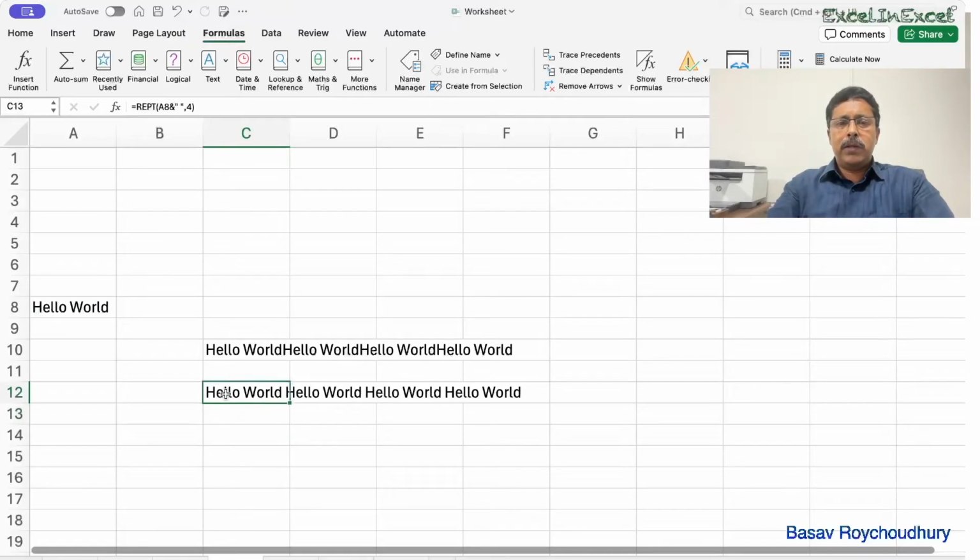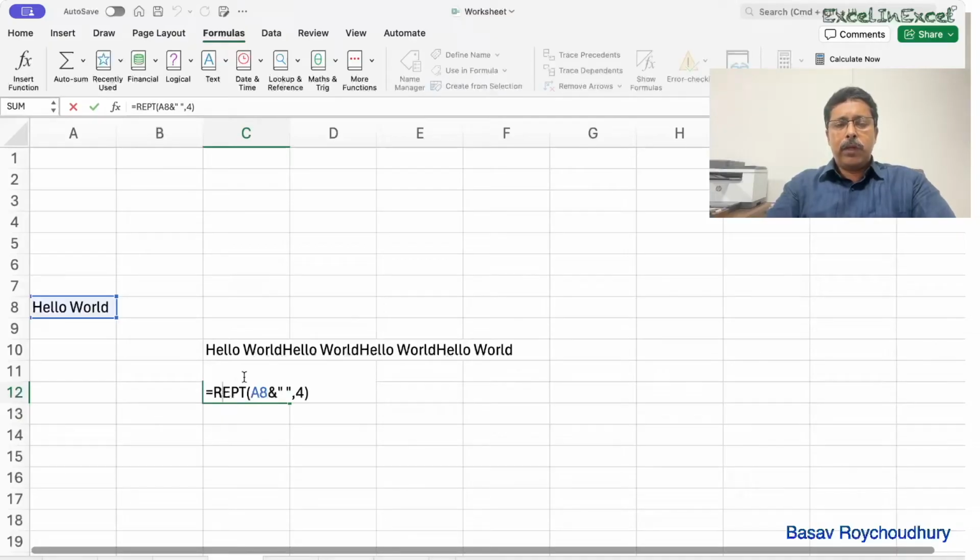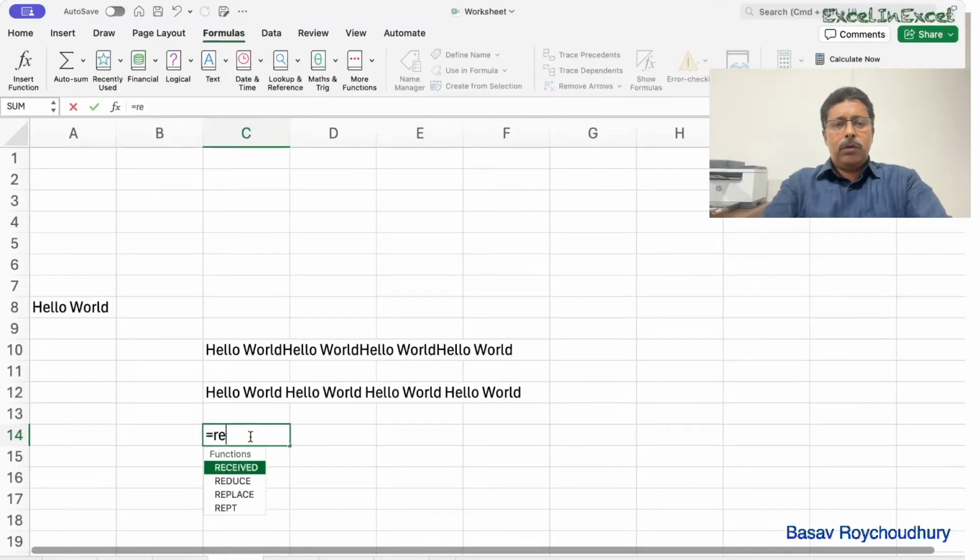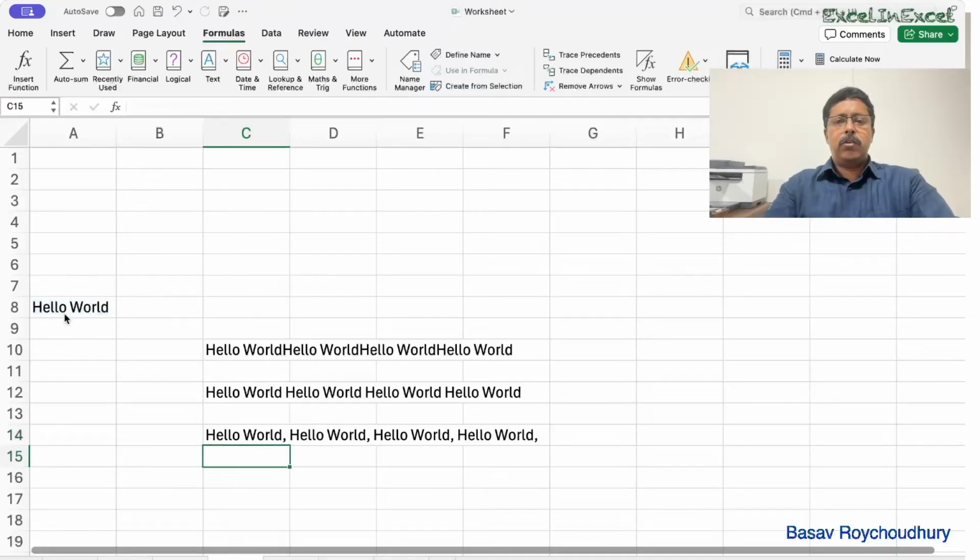Maybe a comma would do better. In that case, we can write a formula similar to this with a comma. Let's do that. So repeat this, concatenate it within quotes, of course we are giving a string, so within quotes, a comma and a space, and this I want to repeat 4 times. So there we are. As we can see, hello world, hello world, hello world, and hello world. So what repeat does is it repeats a string for a given number of times.